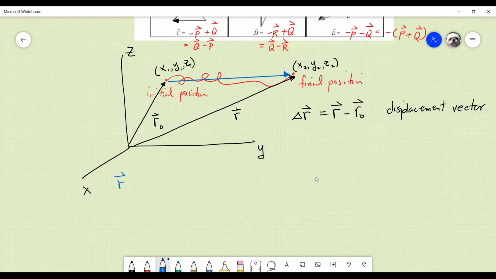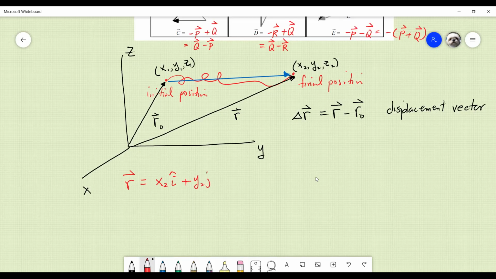So the R will be, and you're going to use the coordinates, right? X2 i plus Y2 j, and then plus C2 k. Now, a lot of the time, people also write this, no problem. They are equivalent.